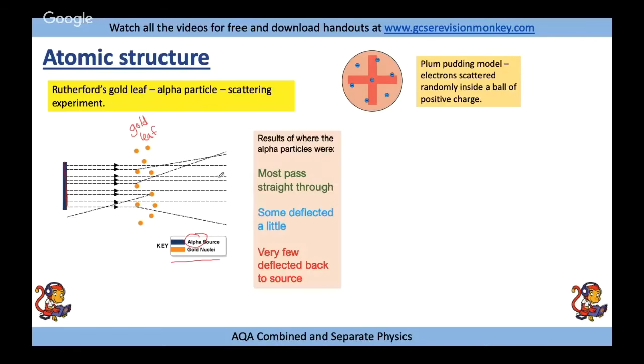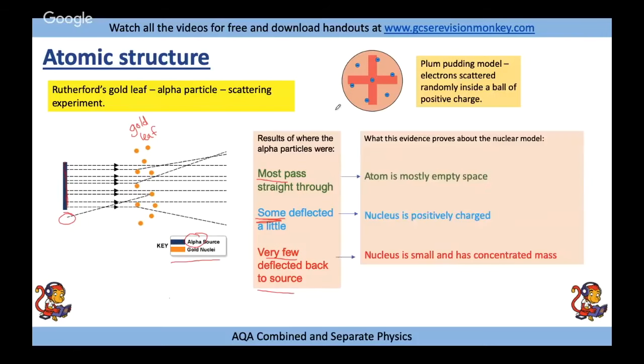Well, what did they actually find? They found that most did pass straight through, but some were deflected a little bit. And this one was really unexpected: a very few, a tiny number, deflected back to the source. They actually rebounded back to where they came from. This proved that the plum pudding model couldn't be right. And this is what it did prove: the fact that most pass straight through can only be explained because our new model of the atom says it's mostly empty space.